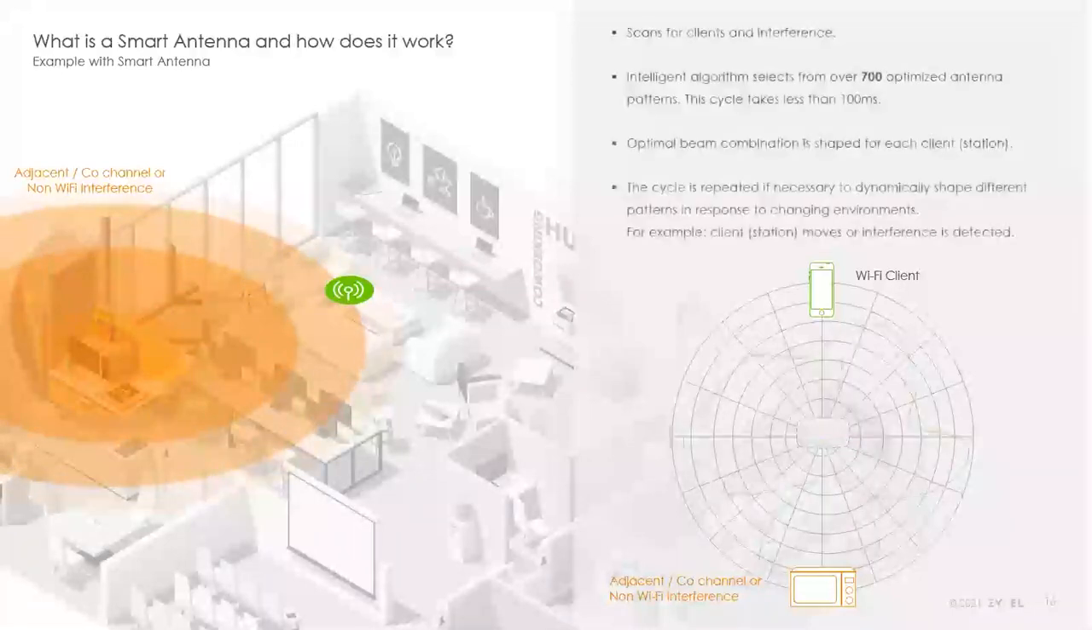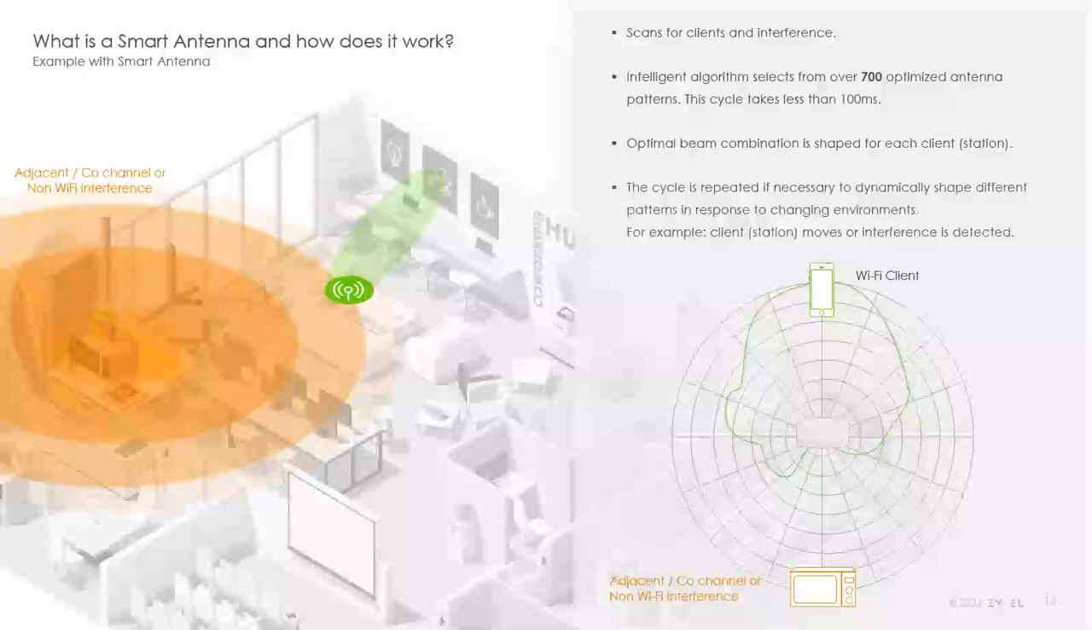So we have hundreds of different antenna patterns that we can choose from. So we can automatically choose the antenna pattern that works best both for the client device we are trying to contact, but also allowing us to take into account other sources of RF interference and choose an antenna pattern that basically allows us not to hear that interference. So because of that, in dense RF environments, we can actually achieve greater than the theoretical maximum airtime utilization.